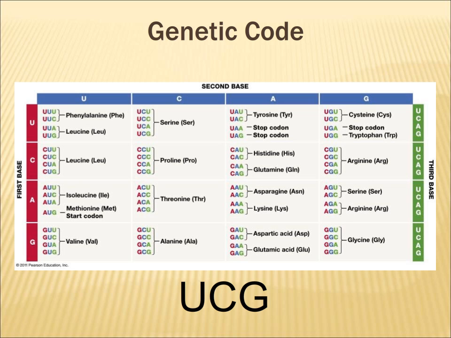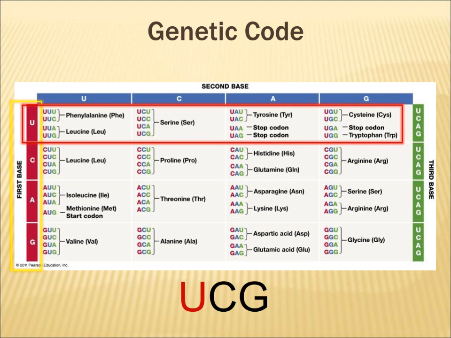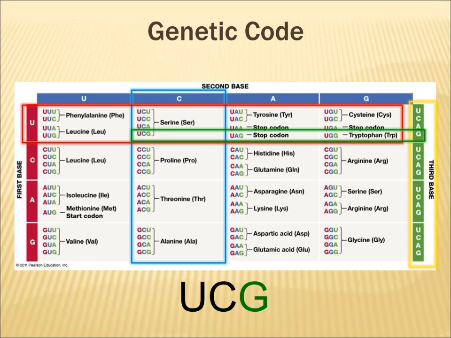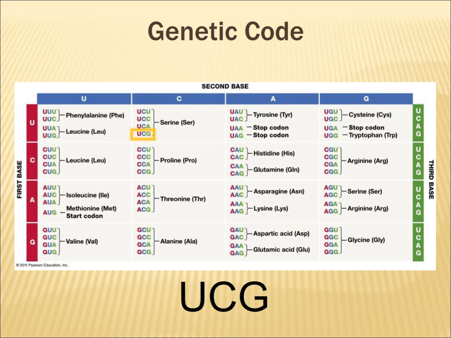Say you need to find out which amino acid has the codon UCG. As the first base is uracil, we would look at the left-hand side, the very first row. The second base is cytosine, so we would look at the second column at the top. The third base is guanine, so we would look at the fourth codon in that cell. So what amino acid does this codon correspond to?